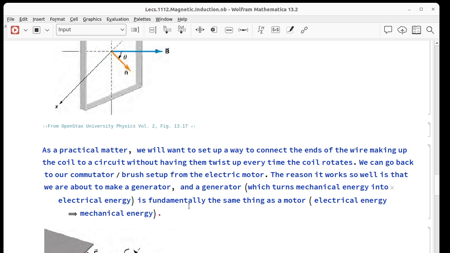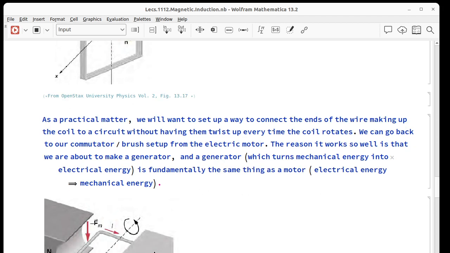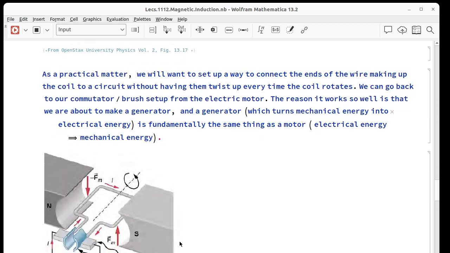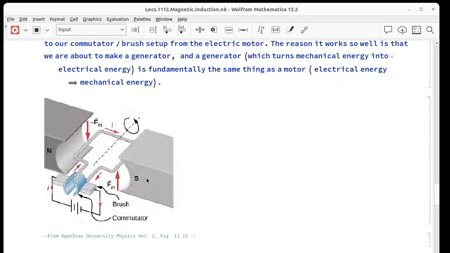Anyway, this is going to work so well to make a generator because a generator and a motor are really the same thing. In one case, we let the mechanical effort turn it to produce electrical energy, but we can also let the electrical energy turn it and get mechanical work out of it. If we spin this coil here by hand or by steam power or whatever, we could charge a battery.